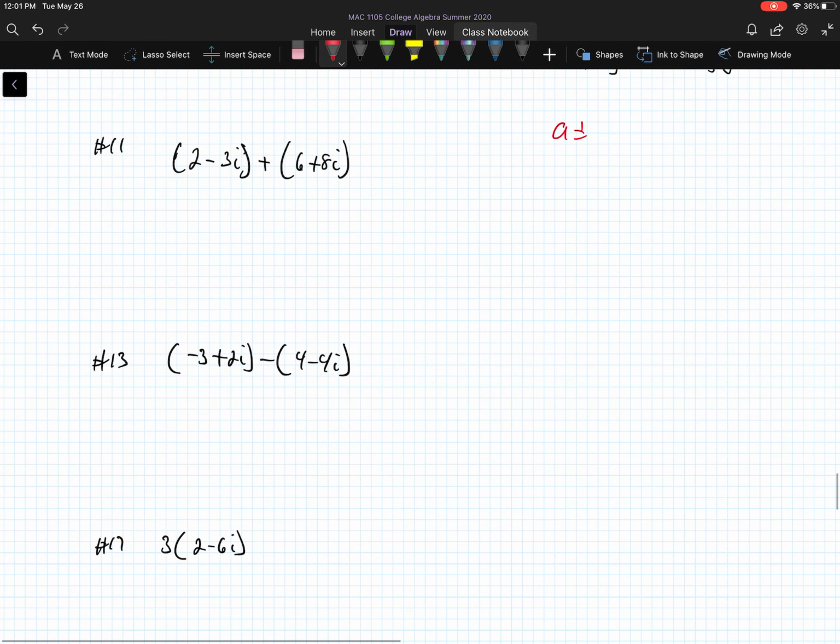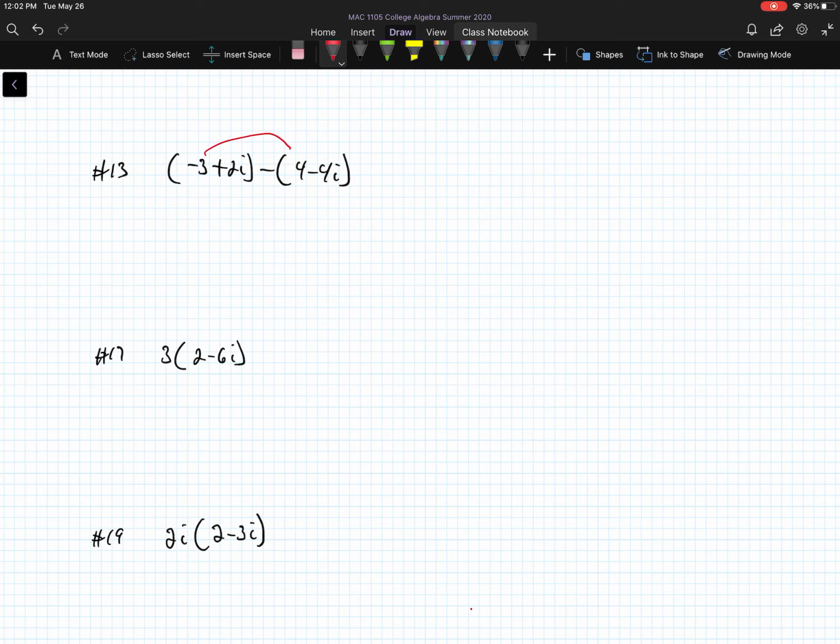But the first thing is just be aware that complex numbers are in the form of a plus or minus bi. That's the way I always want to write it. This is the real term, and this is the imaginary term. So the way that we do this is we do component-wise. So 2 plus 6 is going to be 8. Negative 3i plus 8i is going to be 5i, so my answer there is 8 plus 5i.